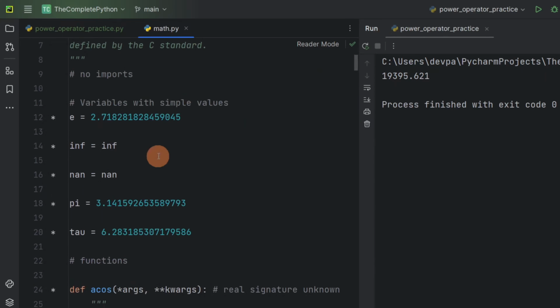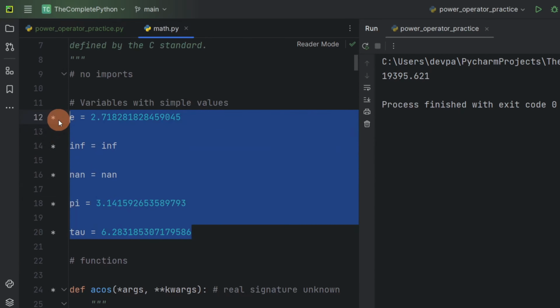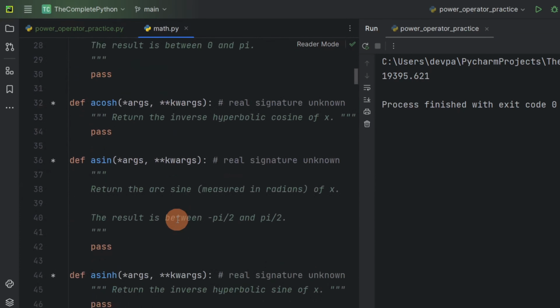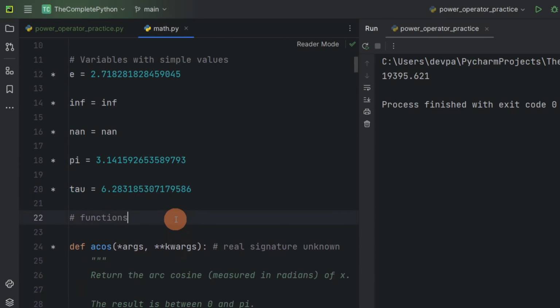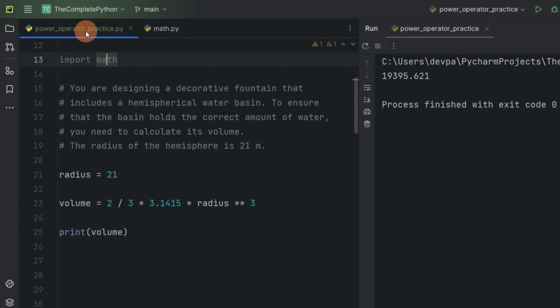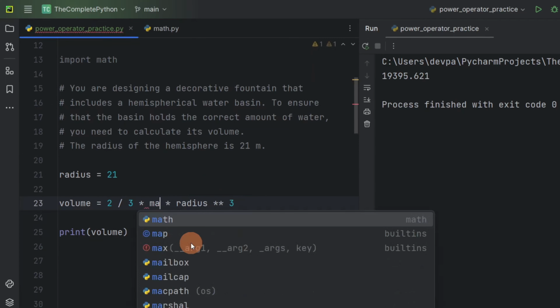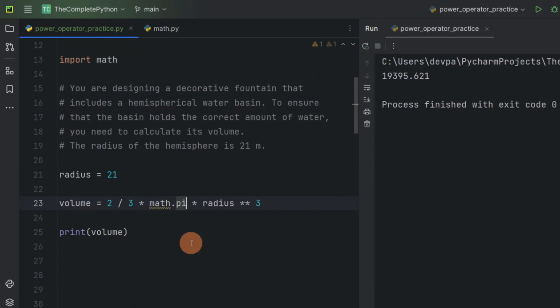Now inside this module, you can find various mathematical constants and functions. Now let's focus on the value of pi. In order to use the value of pi, we can write math.pi. So inside this math module, we have the value of pi. Here we are using the dot operator in order to access the values that are present inside this math module.